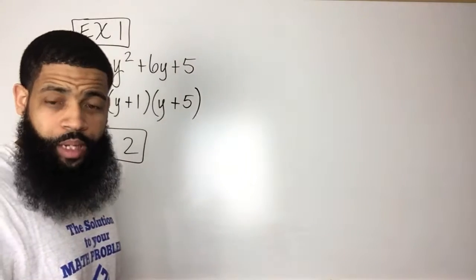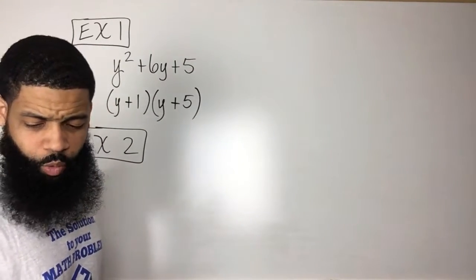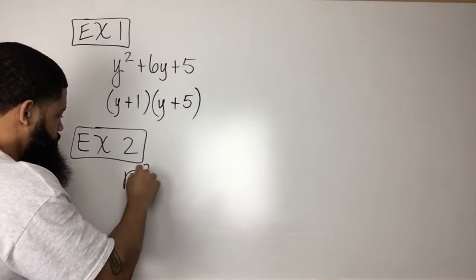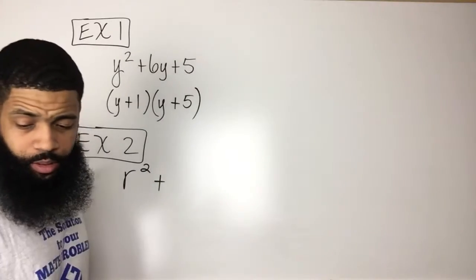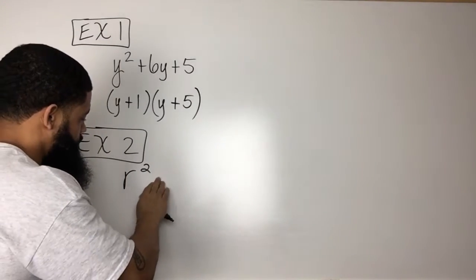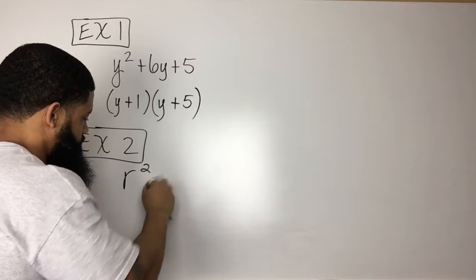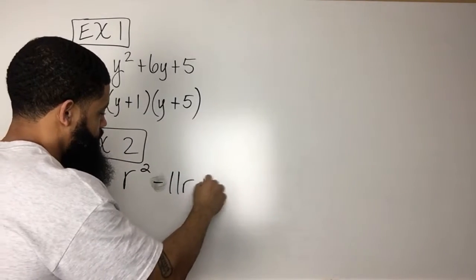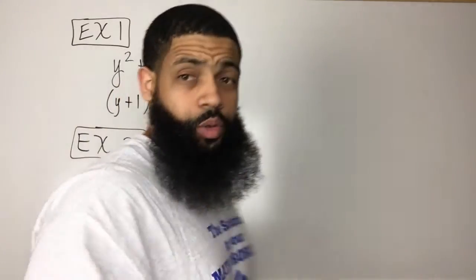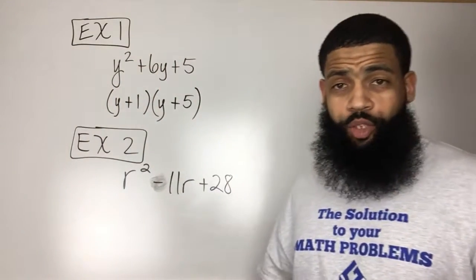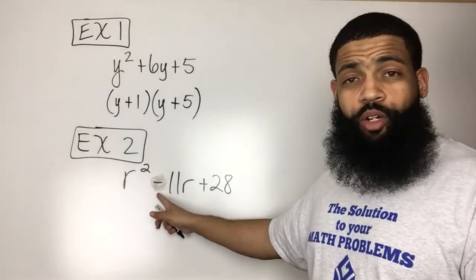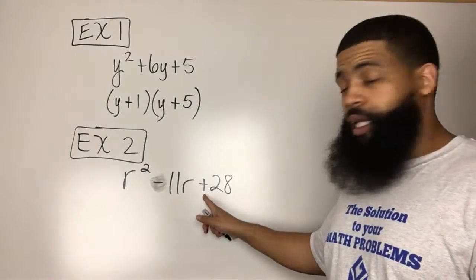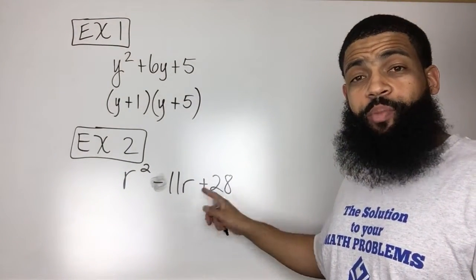All right, example 2, we have r squared, plus, actually I want to say minus 11r, and then plus 28. So r squared minus 11r plus 28. Now notice the B term, the middle term, is negative, and the C term is positive.